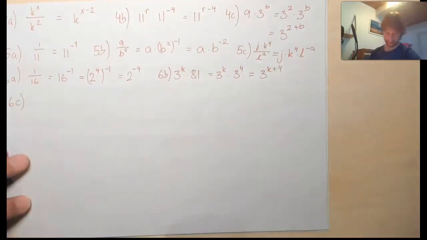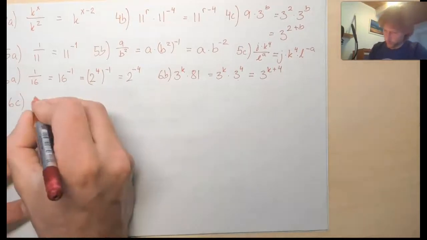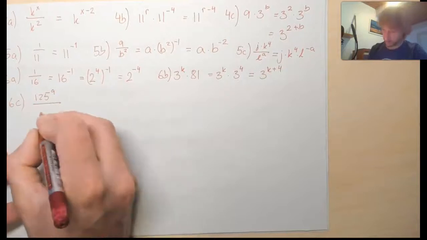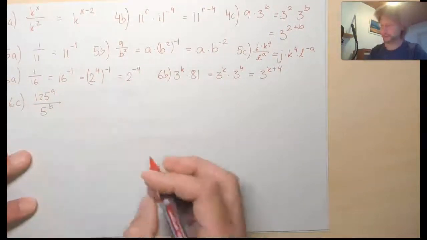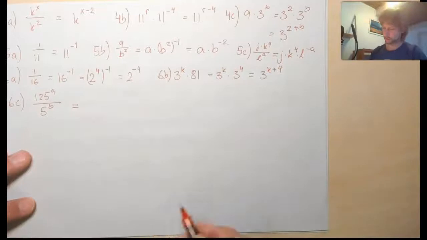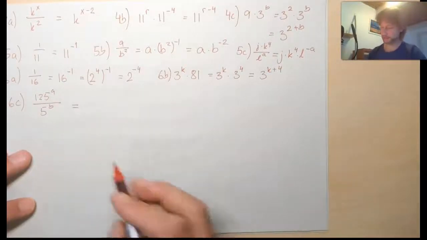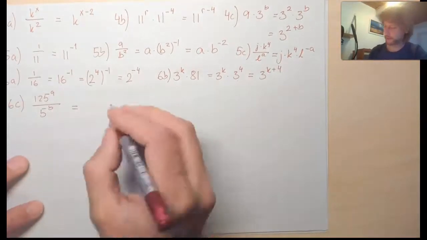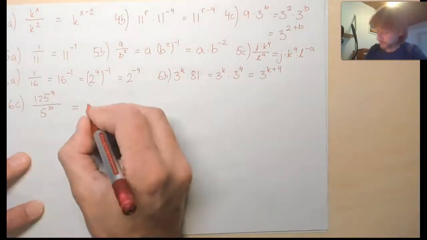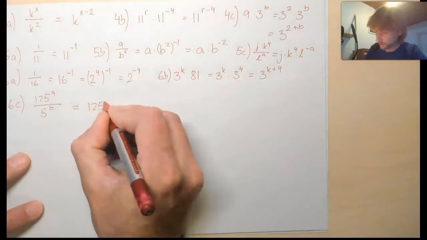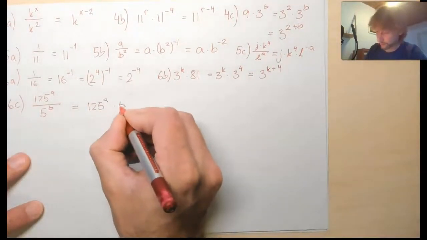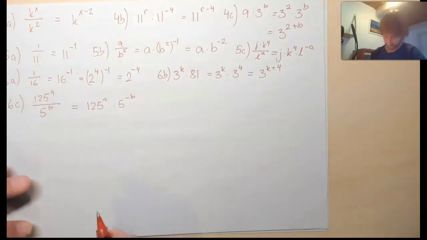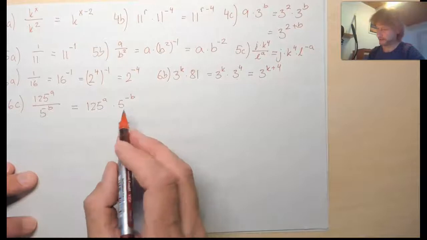6c. We have a fraction, 125 to the power of a divided by 5 to the power of b. So we don't have the same base, and we don't have the same exponent, and we are sort of a little bit hopeless here. But what we can do is first say it's 125 to the power of a multiplied with 5 to the power of minus b. That gets rid of the fraction.